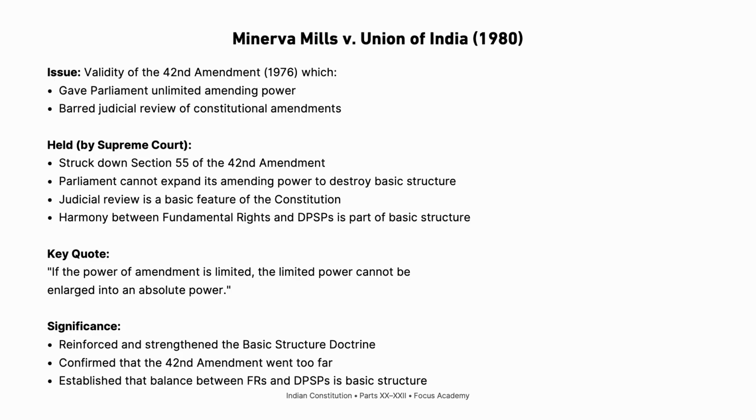I hope you understand the Minerva Mills versus Union of India case. Let me give you a background of what happened in the 1970s when Indira Gandhi was in power. In 1975, the Supreme Court accused Indira Gandhi of election misconduct, because of which she introduced Section 55 in the 42nd Amendment, which states that I and my council of ministers have the full power to amend the constitution, and no one, not even the court, can question it. And in 1980, in the Minerva Mills versus Union of India case, the Supreme Court struck that down.